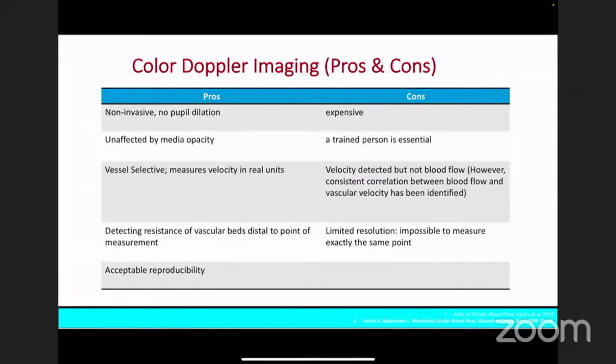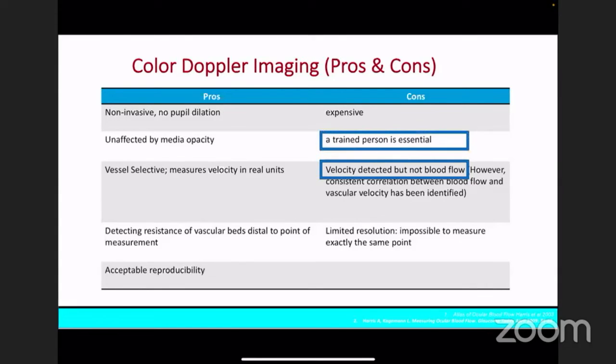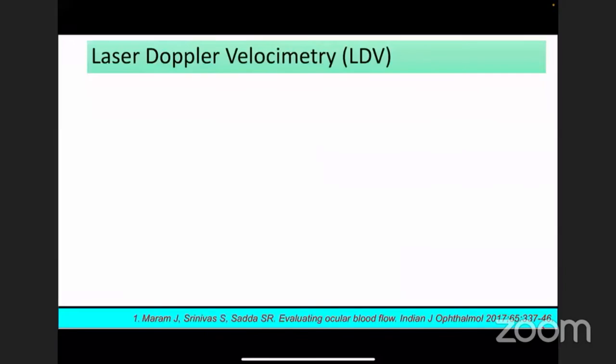Now, we discussed various pros of color Doppler imaging, but there are cons which are associated with it. The velocity is detected, but not the actual blood flow because it cannot measure the actual diameter. A trained person is essential to get reproducible readings, which can be done with practice.